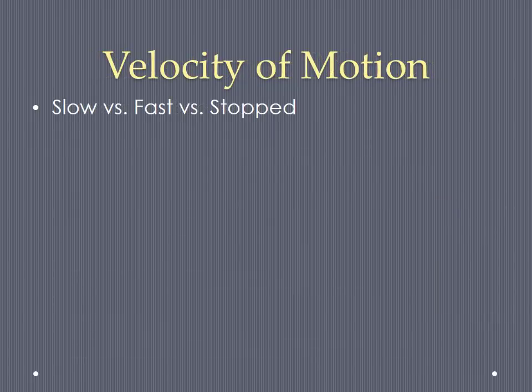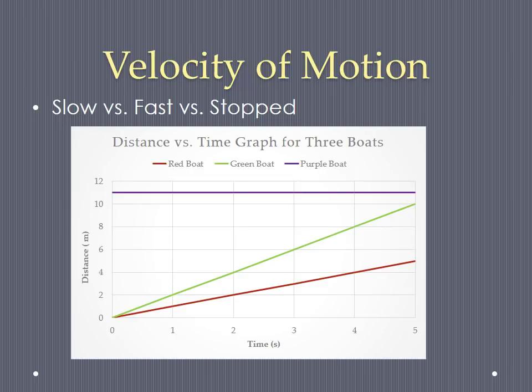A distance time graph can also show how quickly an object is moving compared to another. Is it moving faster or slower than another object? This again can be determined by looking at the slope or steepness of a line on a graph. Let's look at a couple of examples. Here we have 3 boats, a red boat, a green boat, and a purple boat. We'll worry about the purple boat in a minute. The greater the slope of the line, the steeper the line is.